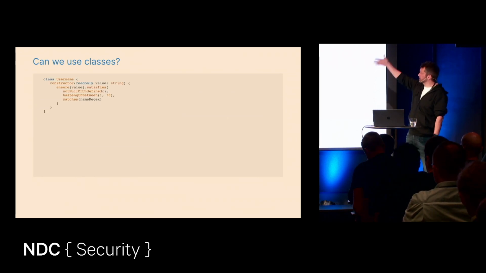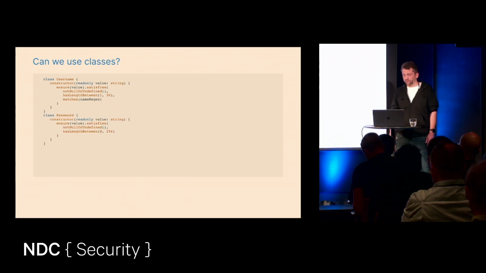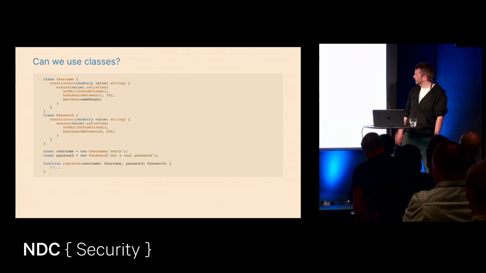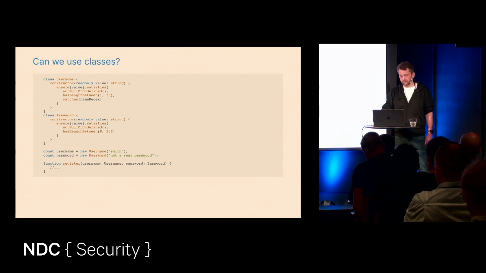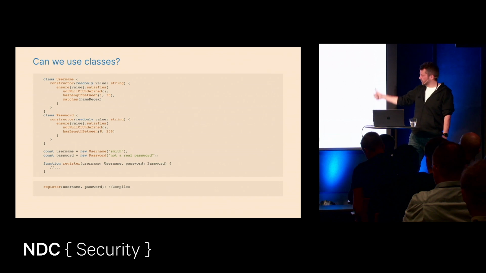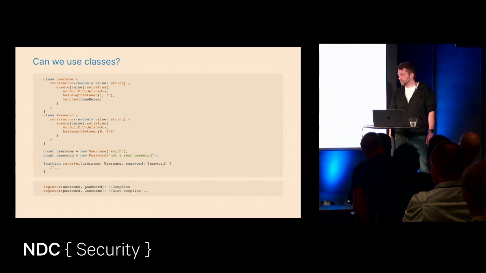We create a username class, and then we have a constructor that takes some value, and it's read-only. So it's very much similar to what we saw earlier. And then we do some checks. Then we do the same thing for password, and we create two instances, one of username and one of password, and we try to call this register function. So this should work, right? Register username password, that's great. The problem is, this also works.